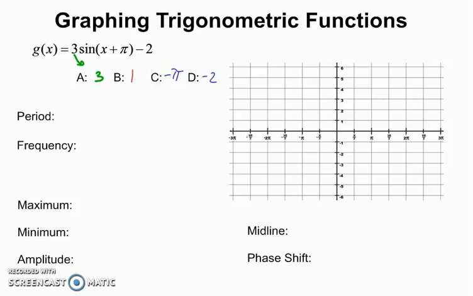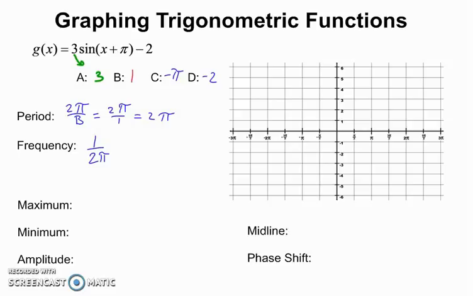So period is 2 pi over b, in this case 2 pi over 1, or just 2 pi. Okay, so that's how often it's going to repeat. Frequency is the reciprocal of it, so 1 over 2 pi, okay, and that's your intervals.